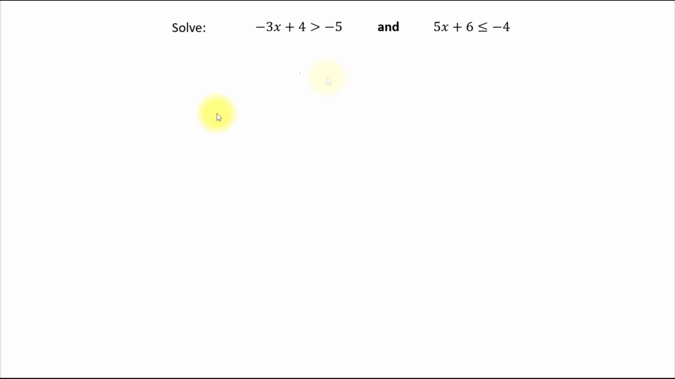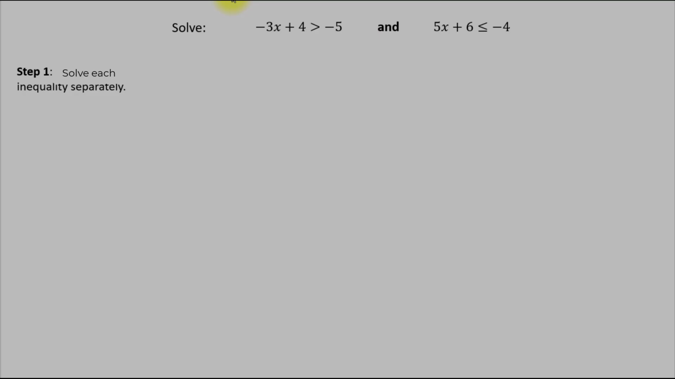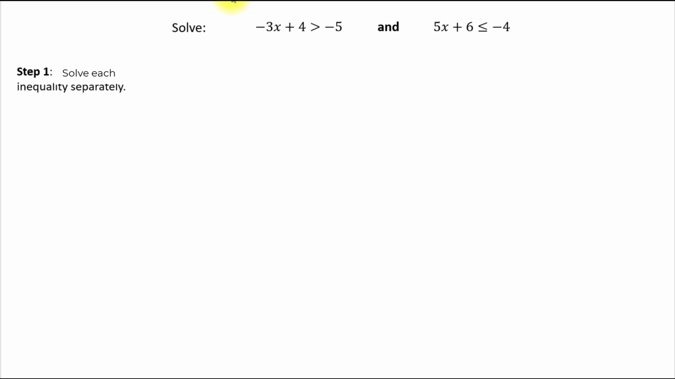Let's do one more example. It's another compound inequality with the word "and". To get x by itself in the first inequality, I'm going to subtract 4 from each side. From there, I'll get negative 3x is greater than negative 9. And then I'll divide by negative 3 on the left and on the right. Here I have to remember that every time when I divide by a negative number, the inequality symbol changes its direction. So I'll get x is less than positive 3.